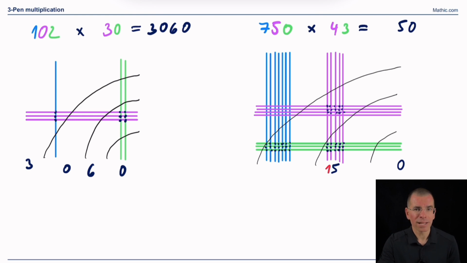At hundreds, there are 41 intersections. We will add 1 from previous step to get to 42. So we write number 2 in the final result, keeping in mind number 4. In the last step, there are 28 intersections. So we will add number 4 from previous step to get to 32, last 2 digits in the final result. So final result is 32,250.